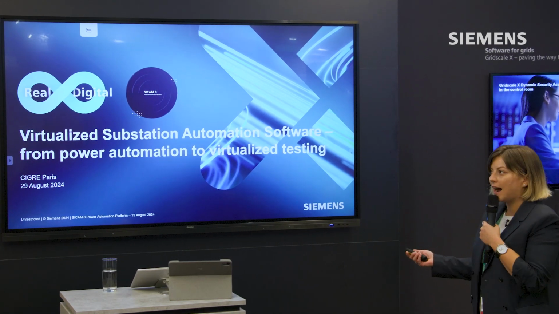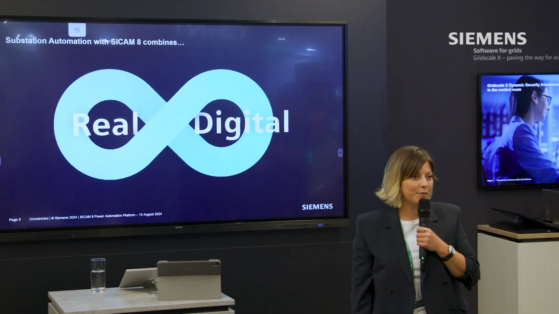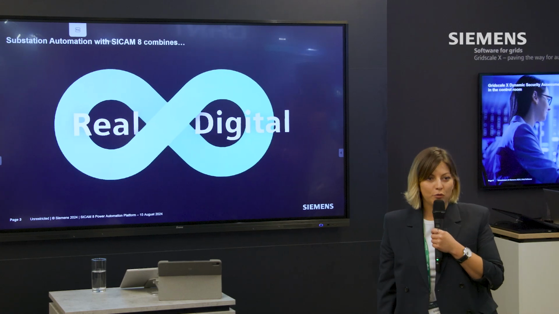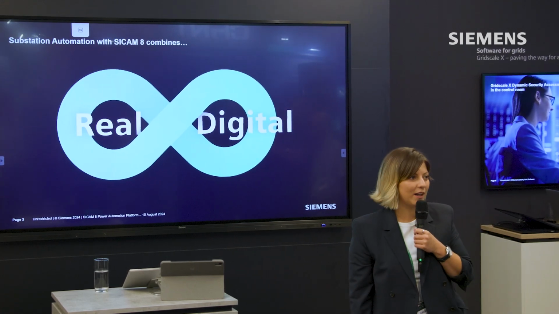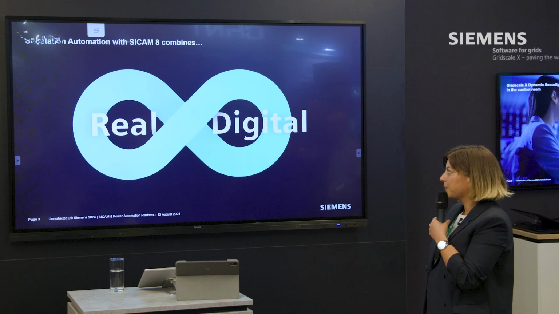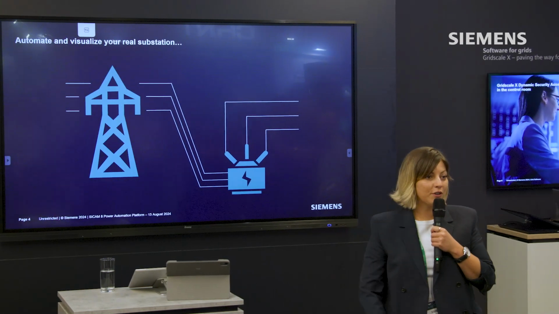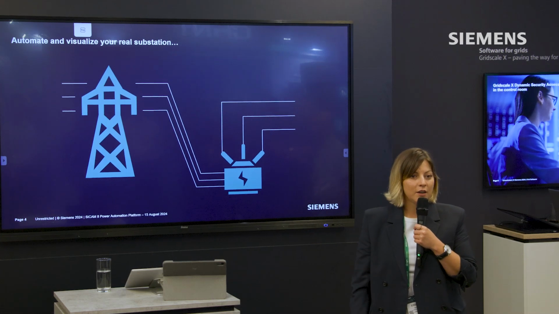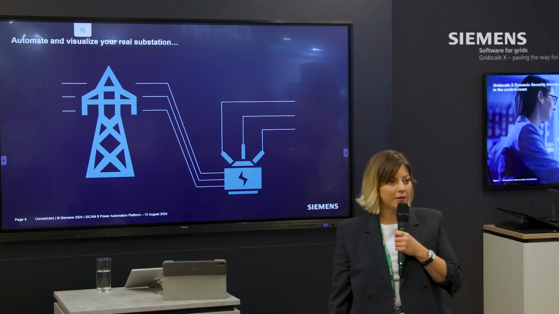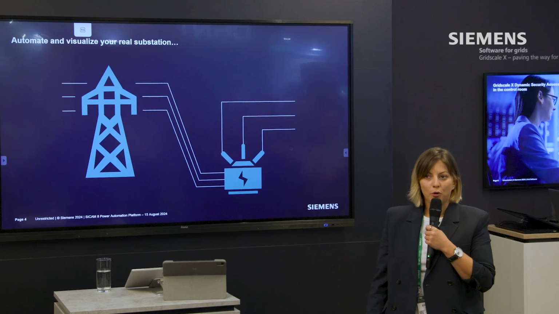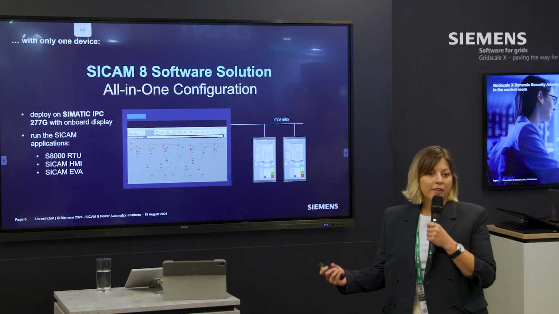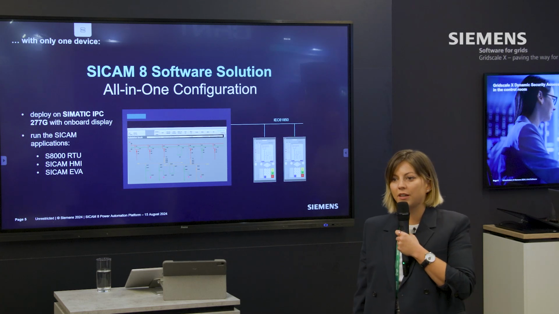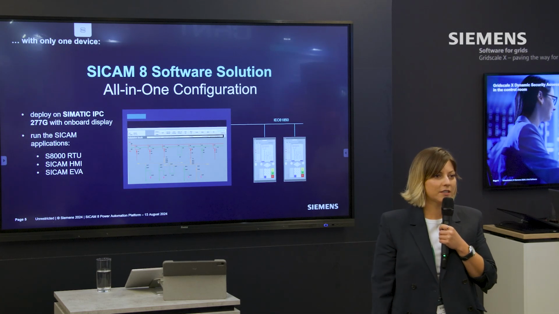Now I will talk about how with our power automation solution we combine the real and the digital world by moving into the virtualized realm with our automation software. First of all, of course, we have a real substation. We need to automatize and maybe also visualize what is happening in our substation on premise. So with the CCAM 8 software solution, with the so-called all-in-one configuration, we can do so with just one single device.